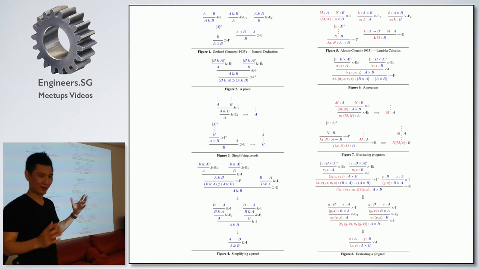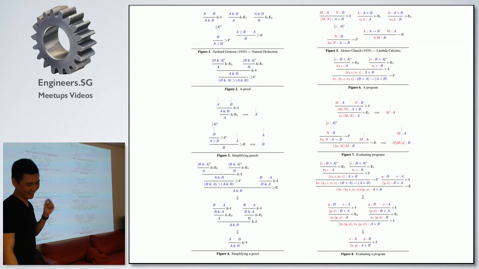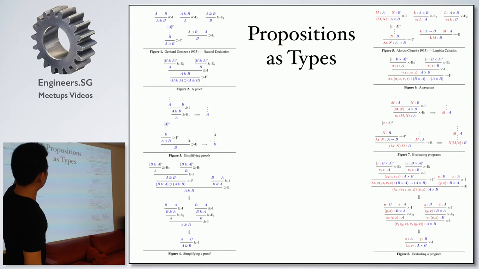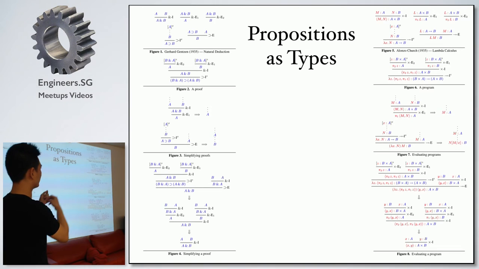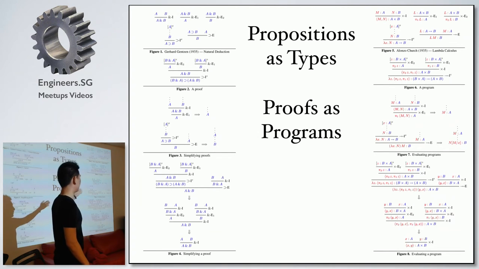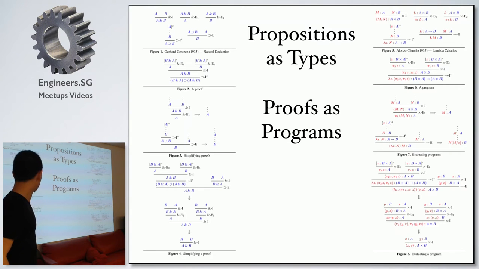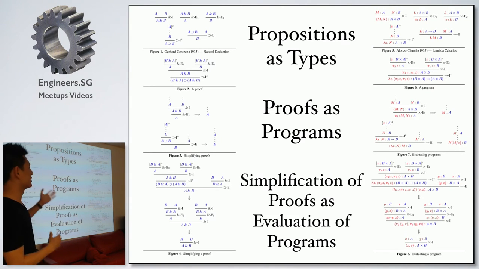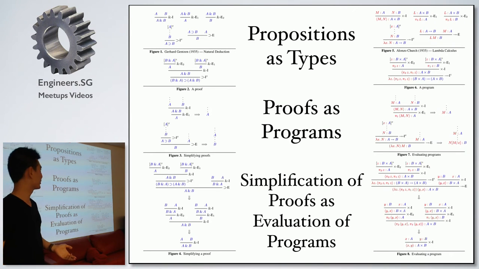So after saying that much about all the logic stuff, the idea here is that you can see that the shape of both sides is exactly the same, except for some symbol swapping. The idea is that you can represent propositions as types. If you simplify proofs, it basically corresponds to evaluating programs. You can construct proofs using axioms, which is the same as constructing programs using types. And then you could simplify proofs, which corresponds directly to evaluating programs.